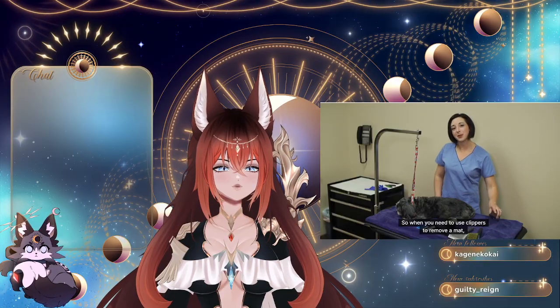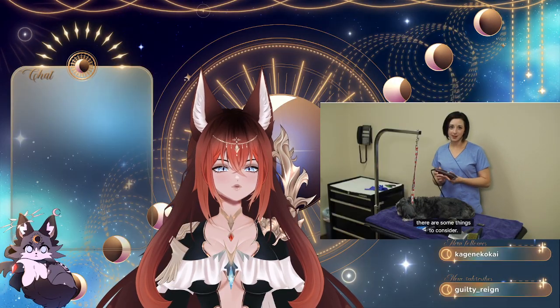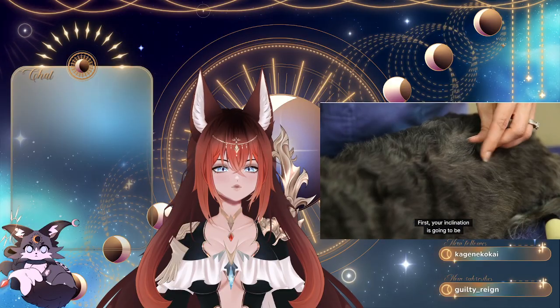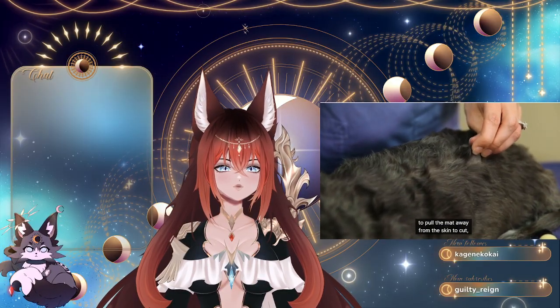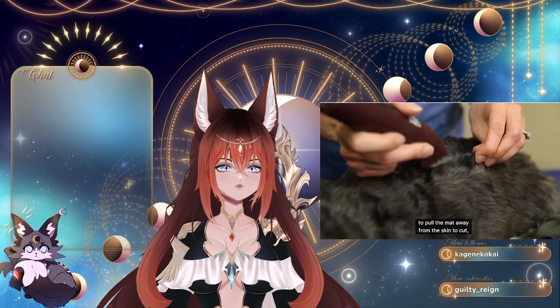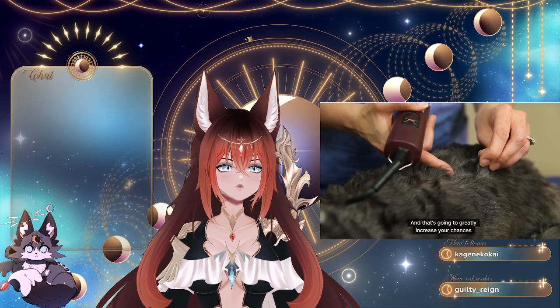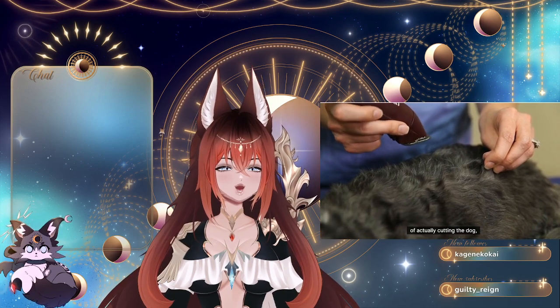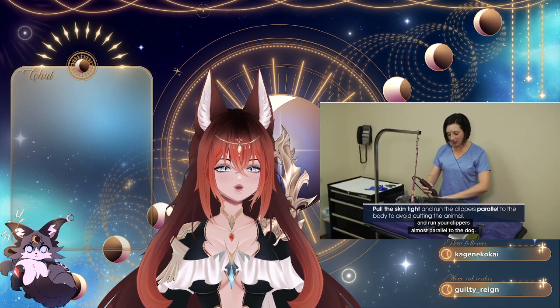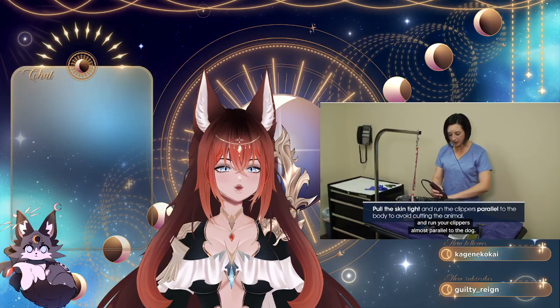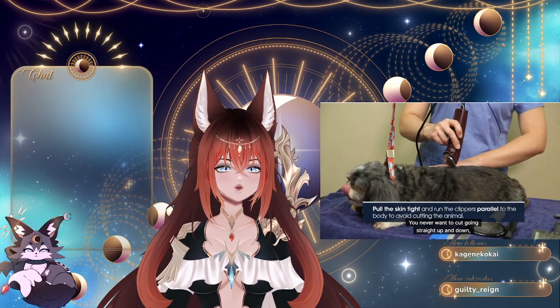So when you need to use clippers to remove a mat, there are some things to consider. First, your inclination is going to be to pull the mat away from the skin to cut, but as you can see, you're pulling the skin with it, and that's going to greatly increase your chances of actually cutting the dog. So you just want to pull the skin tight and run your clippers almost parallel to the dog. You never want to cut going straight up and down.